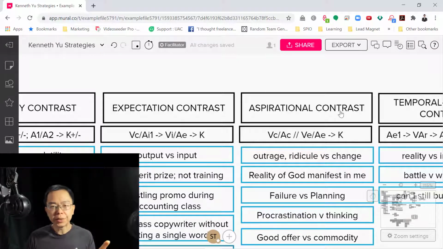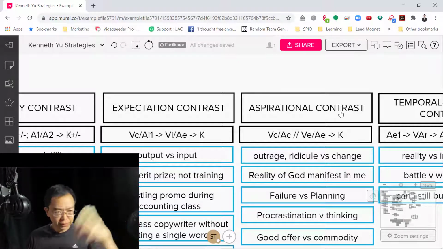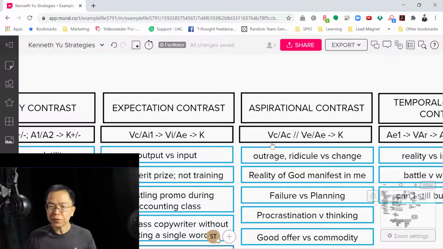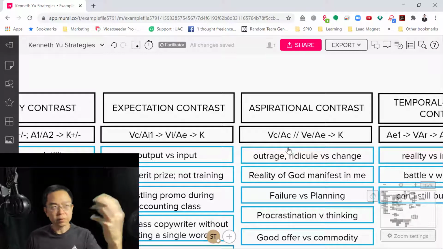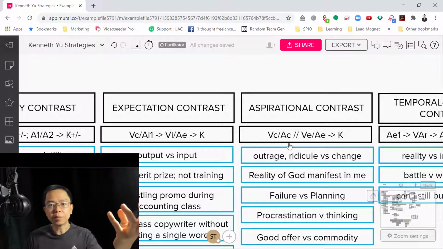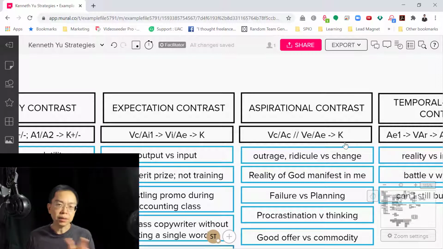Aspirational contrast would be, I have an aspiration, but this is what's happening right now. So it follows that my visual construct or my auditory construct, the voice that I'm creating inside my head about what goals I have, has to be compared with what I'm hearing today, what I'm seeing today, the visual external and the auditory external, and that leads to either a positive or a negative emotional state.